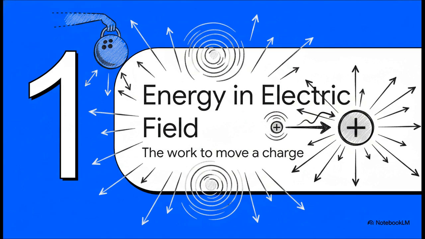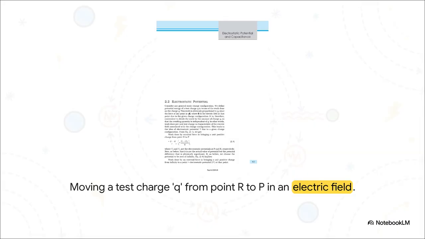Remember that bowling ball? You have to do work. You have to burn some energy to lift it against gravity. Well, it's the exact same idea here. To push an electric charge against the force of an electric field, you have to do work. And that work doesn't just disappear, it gets stored up as potential energy. And this picture shows that idea in action.